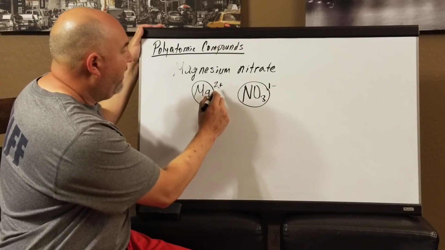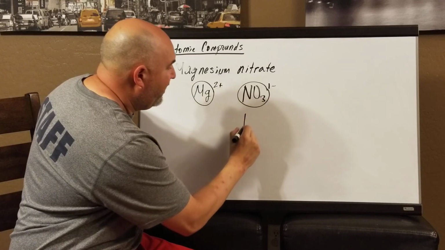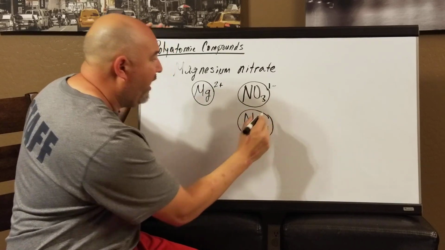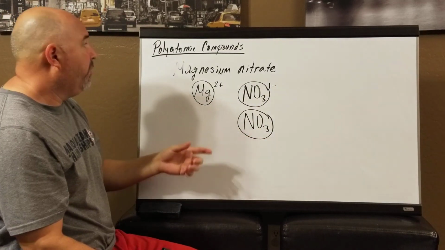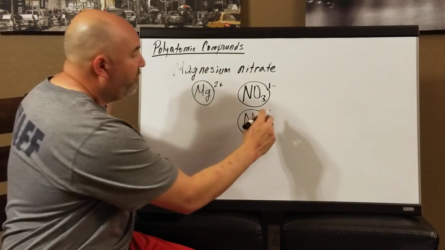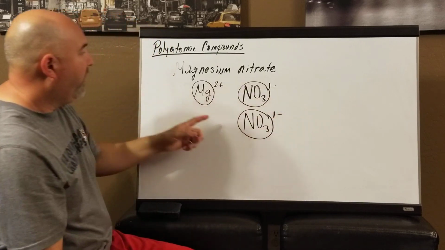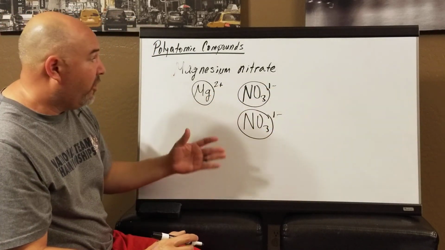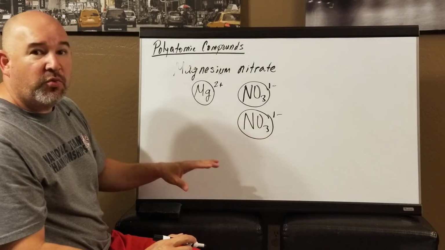So what happens if I have a 2 and then I have a 1? I'm just going to take another nitrate. This is one big ion called a polyatomic ion. So this is my 1 negative. And now when I look at that, I have 2 positive and I have 2 negative. My charges balance. My charges are all balanced out now. So now I can write my formula.